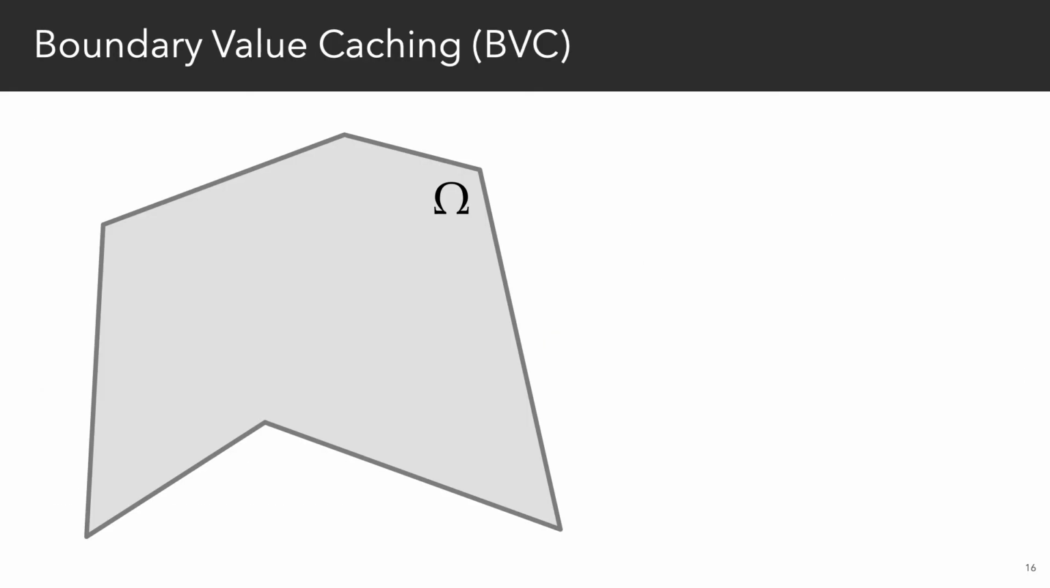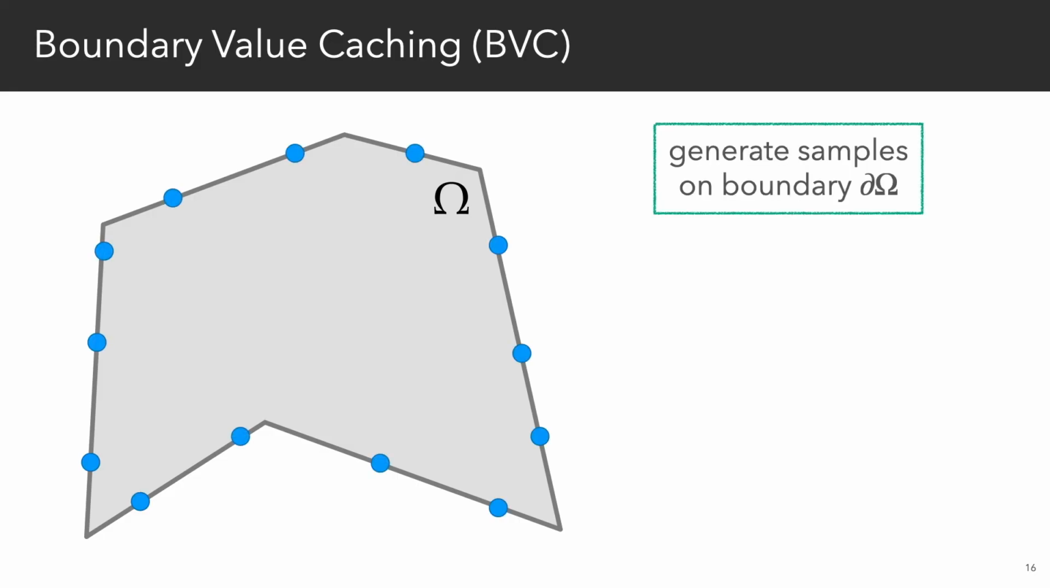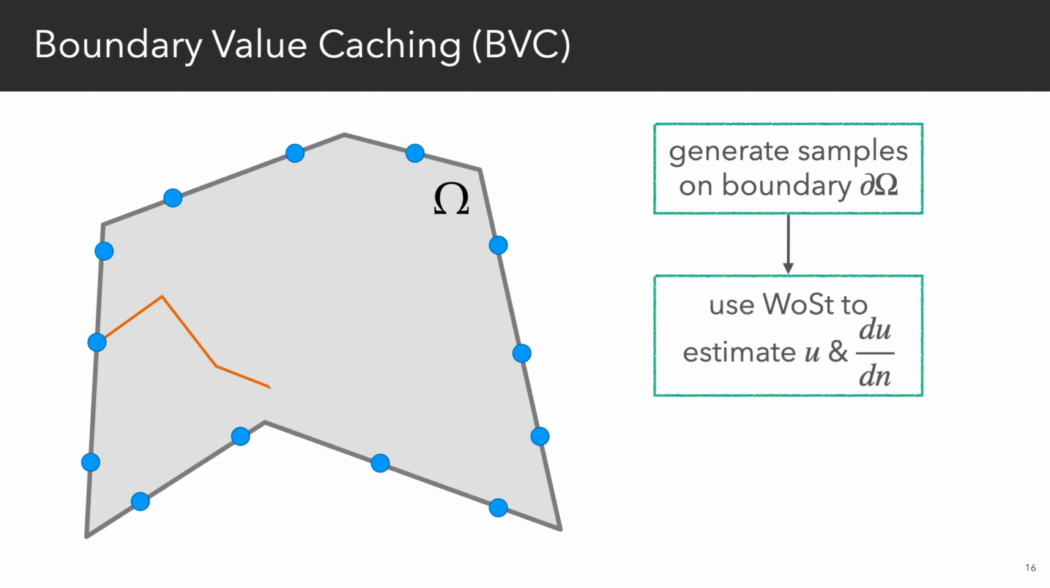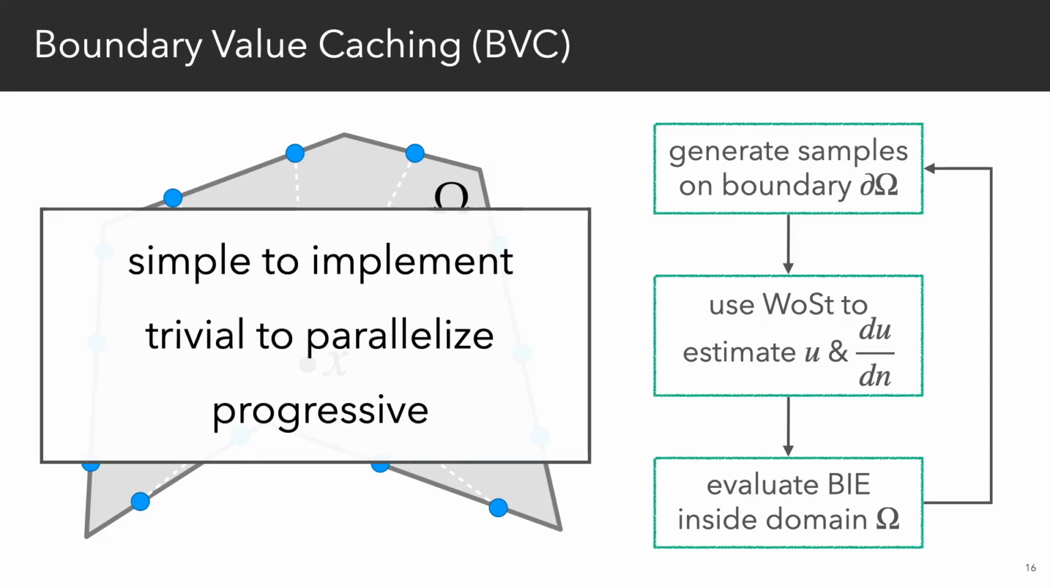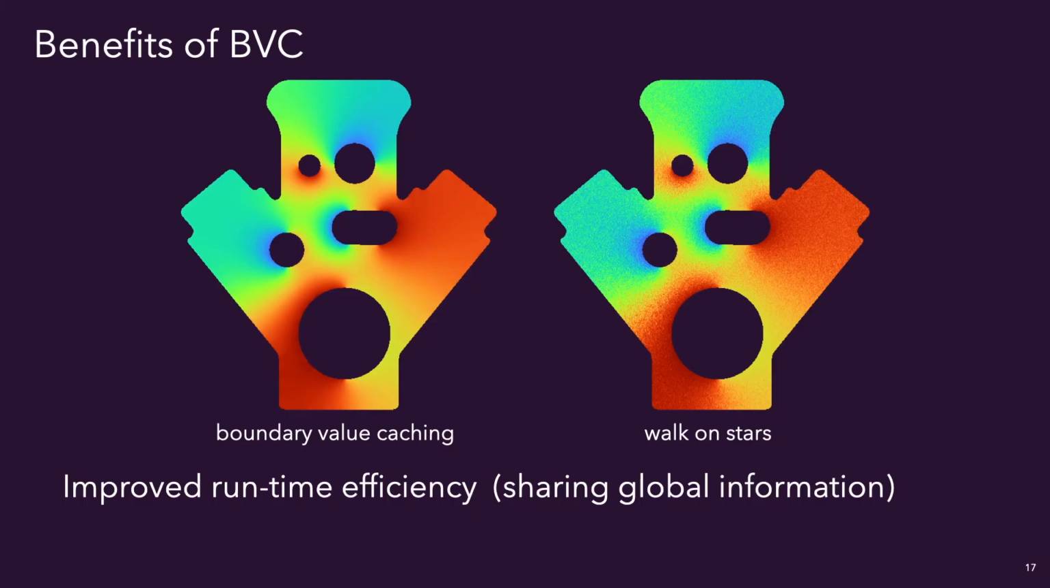So the overall procedure looks like this. We first uniformly sample a set of boundary points. We then perform random walks using walk on stars to estimate the unknown values of u and du/dn on the boundary. We update our running estimate of the boundary integral equation at each evaluation point inside the domain, and then we repeat until convergence. This boundary value caching scheme is super simple to implement, it's trivial to parallelize, and it's progressive. It also improves runtime efficiency since we only need to perform random walks from the boundary.